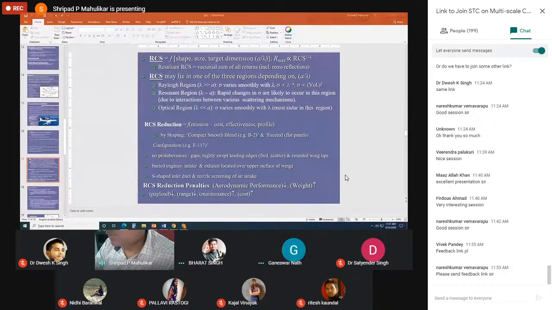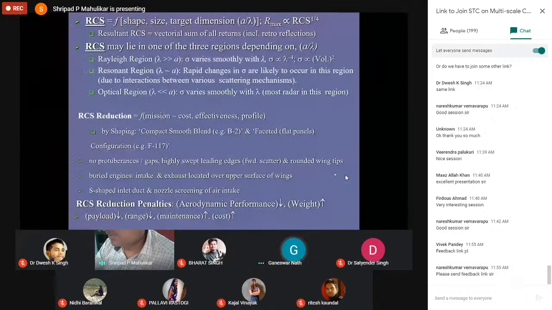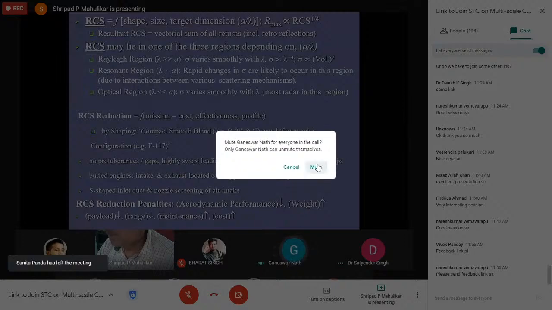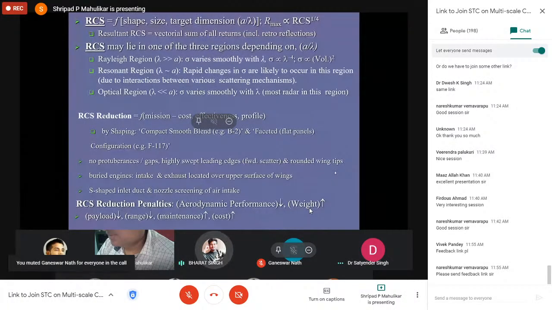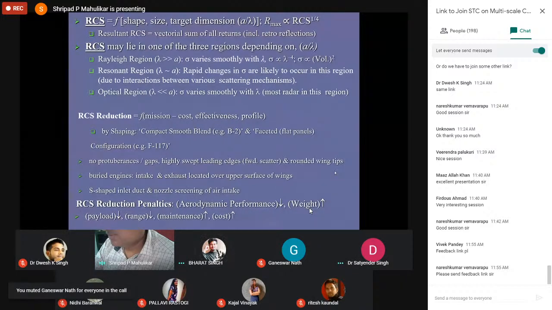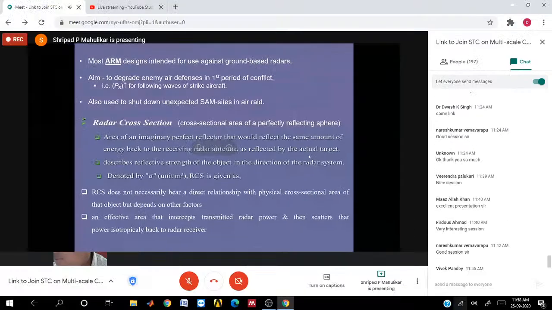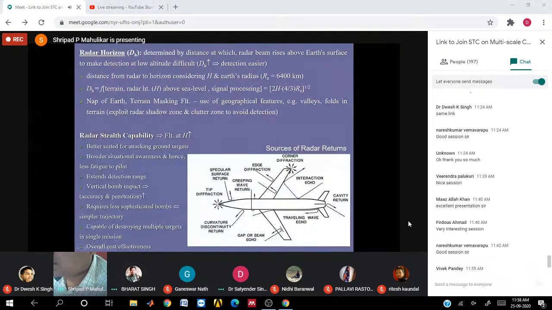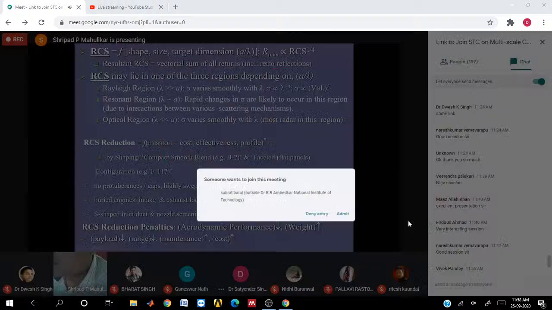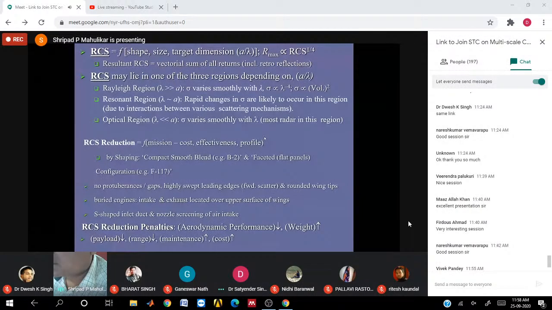Retro reflection is basically about multiple reflections. It is always possible that there is a bouncing of the incident wave, and eventually it will come out. Is that fine? So that means it's a part of the stealth technology, sir. No, it is because the resultant RCS is a vectorial sum of all returns. So it need not just be a direct return. A direct return is, for example, a specular surface return. In addition to a direct return of the specular type, we can also have cases in which, before returning, there are bounces on the target itself.